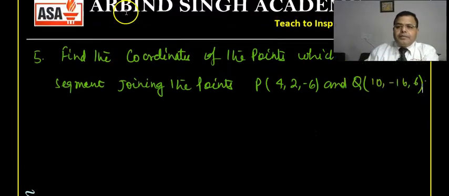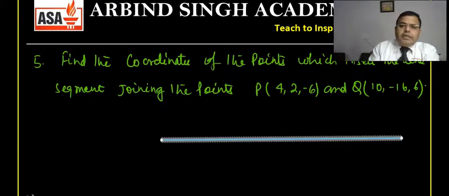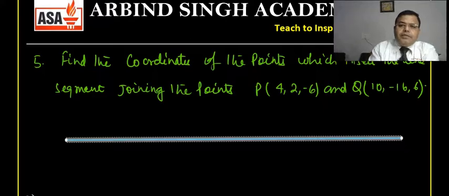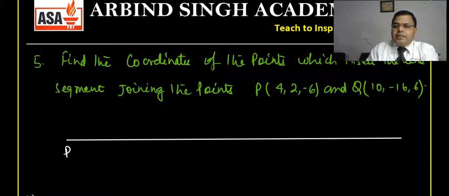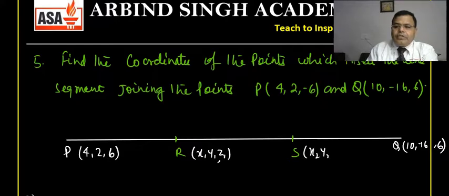Okay. Let R and S be two points. This is P and this is Q. The coordinate of Q is (10, minus 16, 6), and the coordinate of P is (4, 2, minus 6). To trisect, let here R be one point and S be another point. These are the three parts. R and S are the two points. Here the coordinate of R is x1, y1, z1 and the coordinate of S is x2, y2 and z2, like this. Each of these parts is equal.